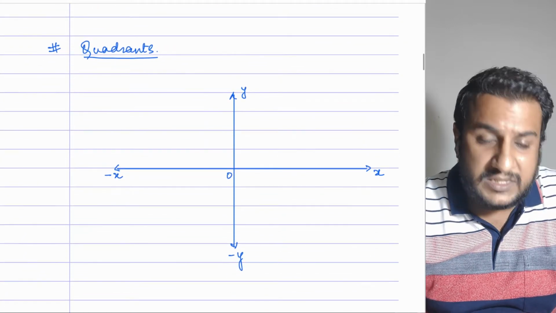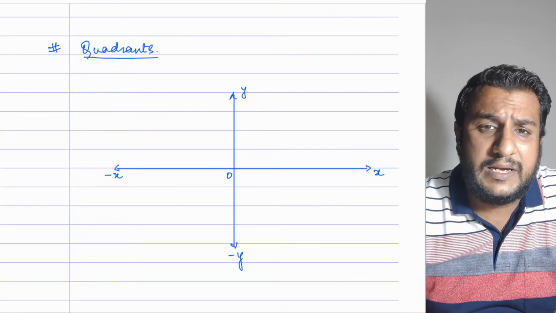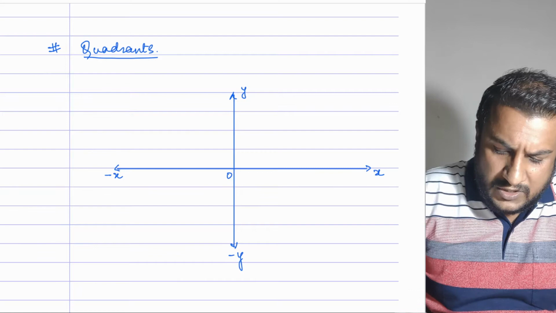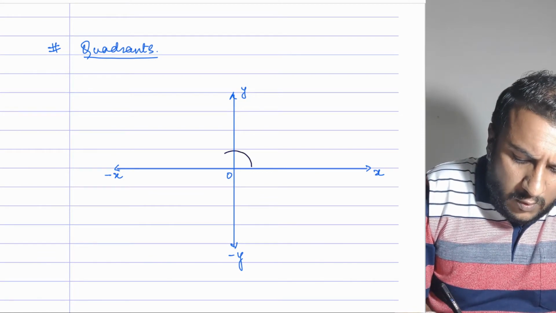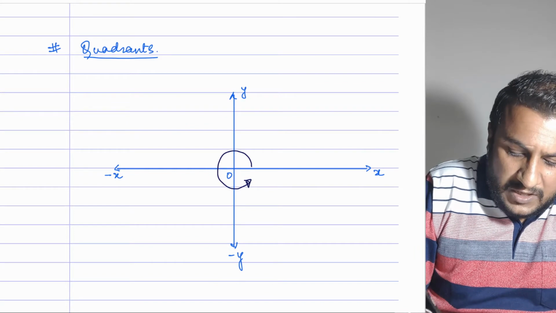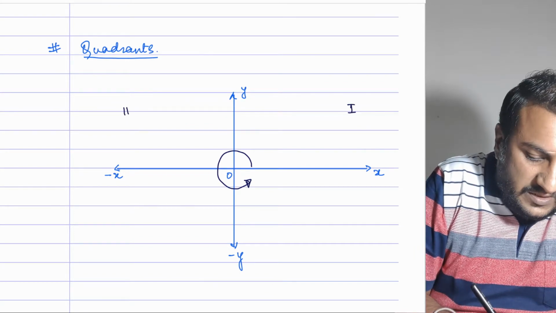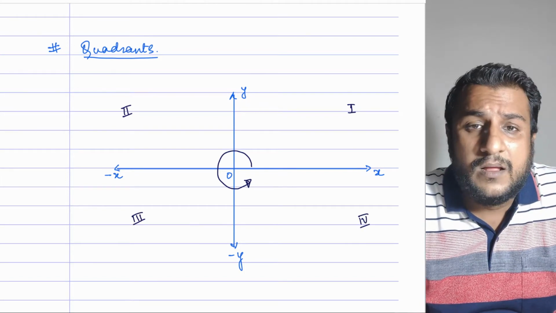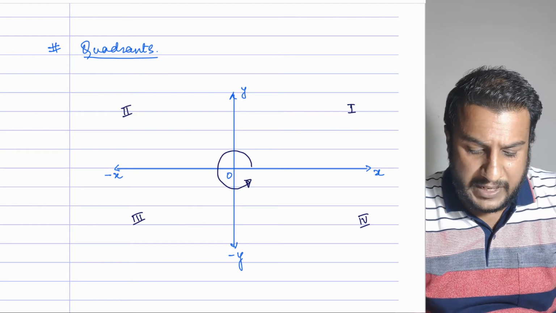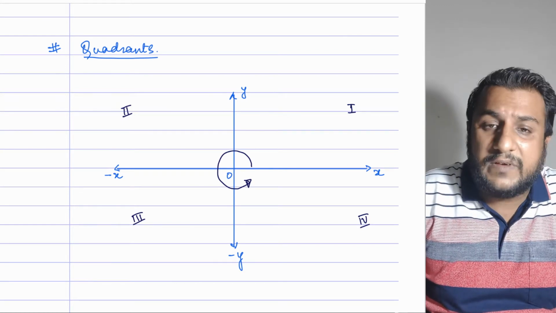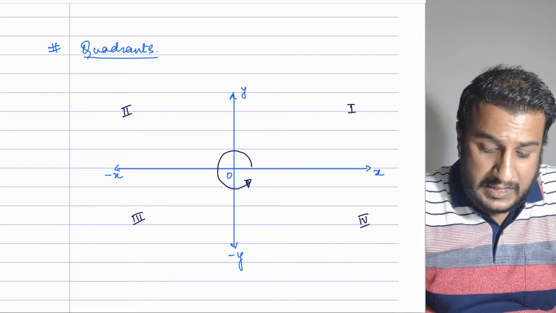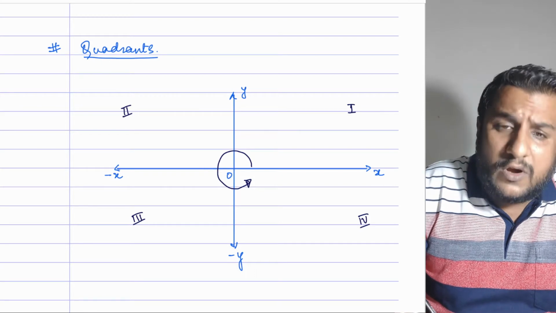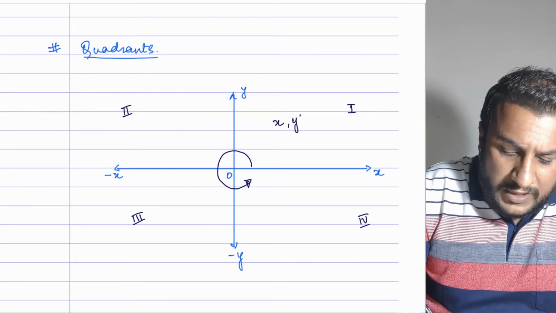Okay, now let's understand how the quadrants are divided and what the property in each quadrant is for the ordered pair. We move in the anti-clockwise direction from the positive x-axis. So we name this our first quadrant, this is our second quadrant, this is our third quadrant, and this is our fourth quadrant. There are 4 quadrants in this 2D plane, and we always count from the positive x-axis in the anti-clockwise direction. In the first quadrant, if you mark any point, the x coordinate and y coordinate are both positive.